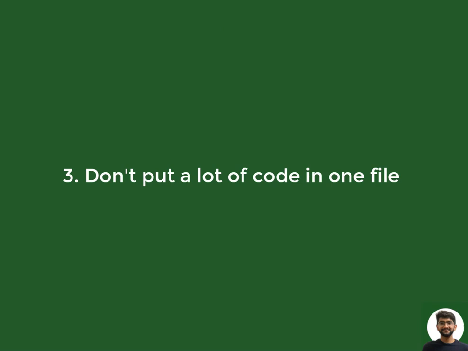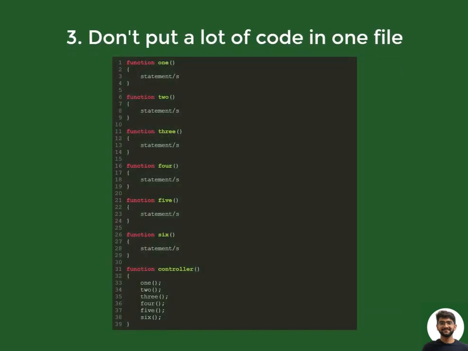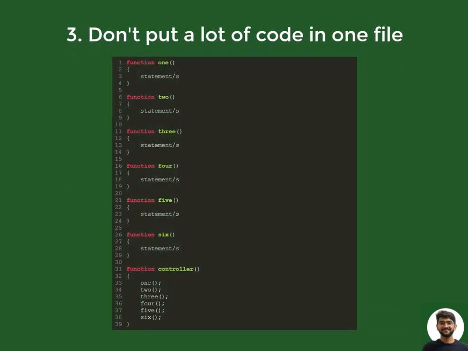The third thing to avoid is putting a lot of code in one single file. Now, if you have ever worked with Flutter, you already know why this is important. Let me explain this with the help of an example. In this code snippet, you can see there are 6 functions and a controller function that calls these functions. In a real-world application, there might be more than 100 functions to work with. Let's say you've put all these functions in one file like this.